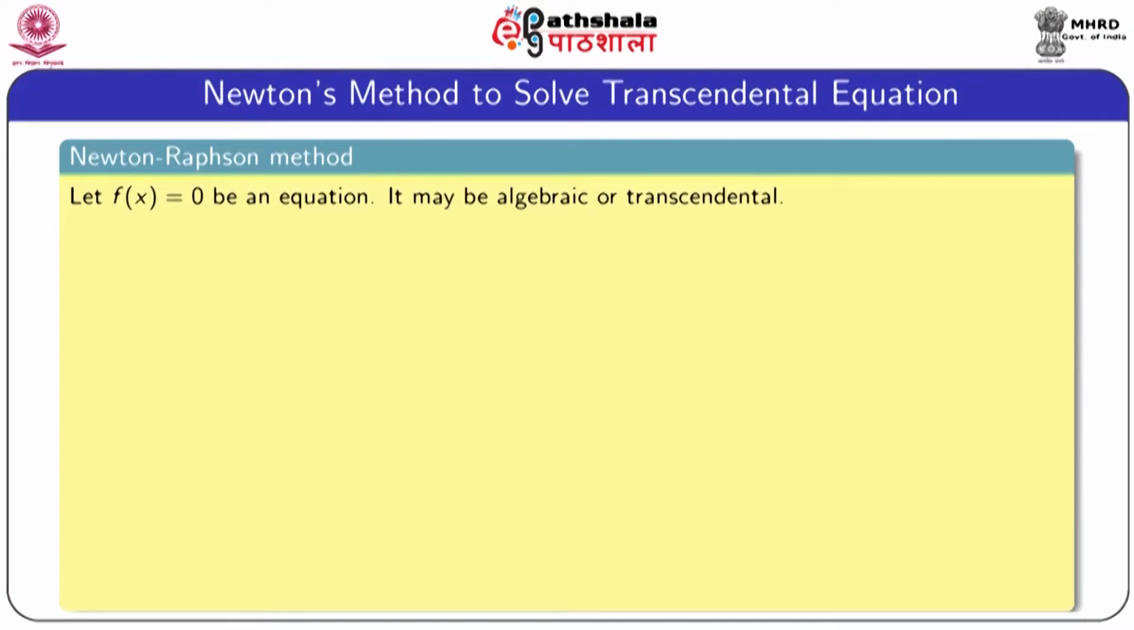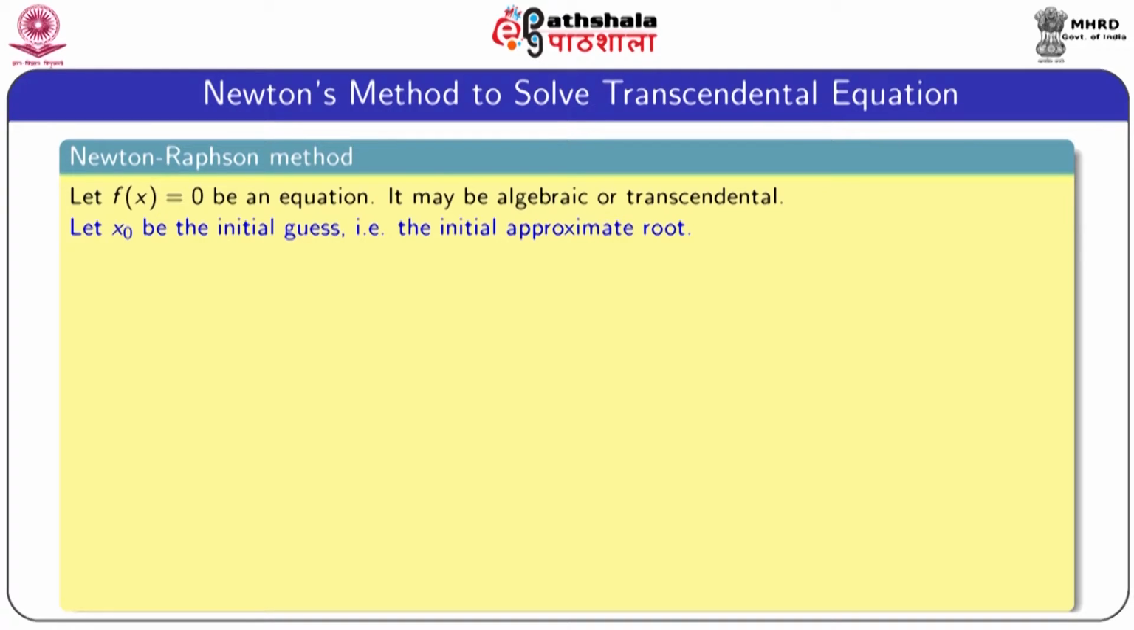Now we consider the Newton-Raphson method to find a root of a nonlinear equation. Now we describe the Newton-Raphson method to find a root of an algebraic equation or a transcendental equation. This method is also known as Newton's method. Let f(x) = 0 be an equation. It may be an algebraic equation or a transcendental equation.